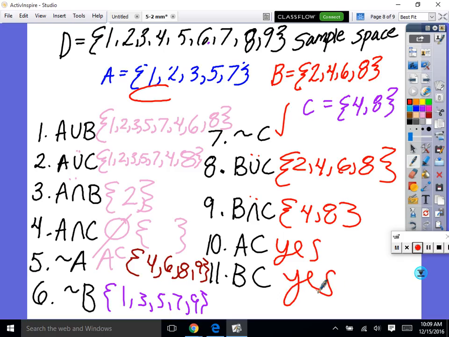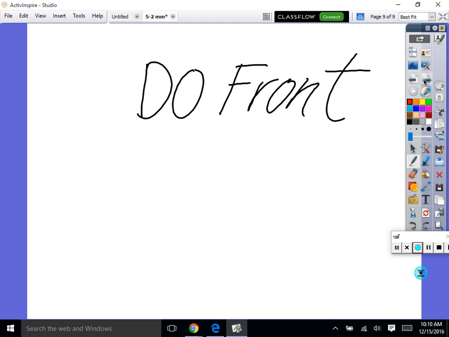That's all that means. So for example, if there was a D and it was heart, comma 1, do you see how if D was a subset and we asked, is D a subset, we'd say no, because there's not a heart in the sample space? So that one would be a no. All right, so do the front of that worksheet.